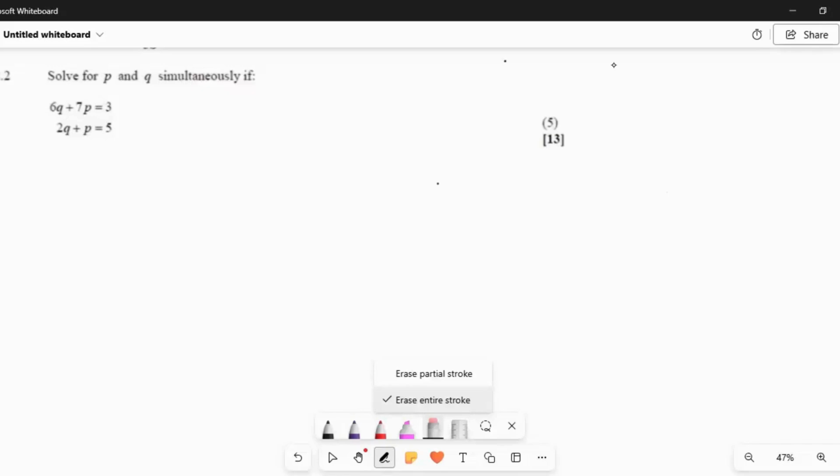Here's another one. Simultaneous equations, guys. Okay.